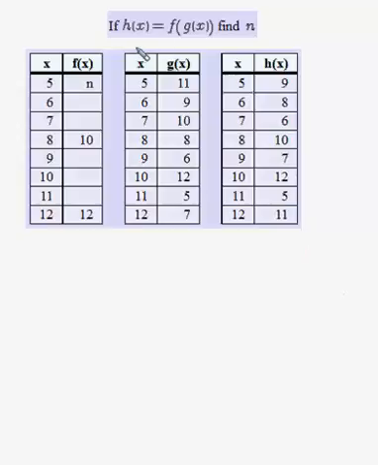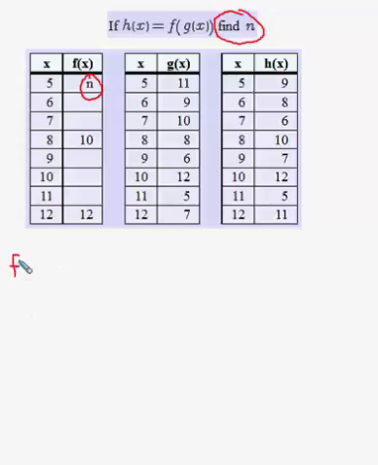In this problem, we're given three tables of data for three different functions, f, g, and h, and we're given that the function h, that would be represented by this table, was found by forming the composite function f of g of x. The question that we're asked is to find n. So the first thing to do is to find n in one of the charts. For this problem, it's right here.